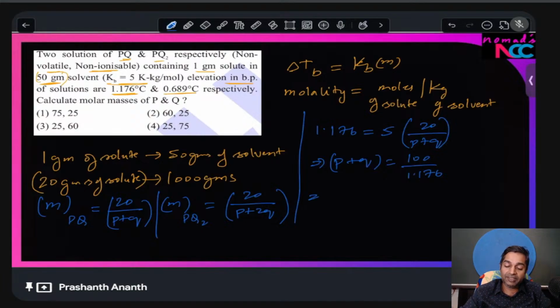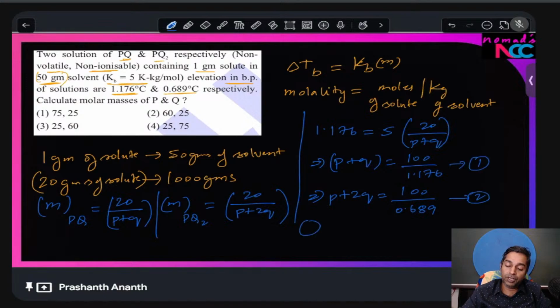So we'll end up having the second equation working out as P plus 2Q being equal to 100 divided by 0.689. So these are the two equations here. Now what do we do with these two equations? We will end up subtracting the equations from each other. So let's call this equation 1. Let's call this equation 2.